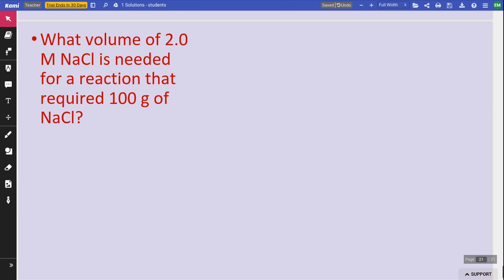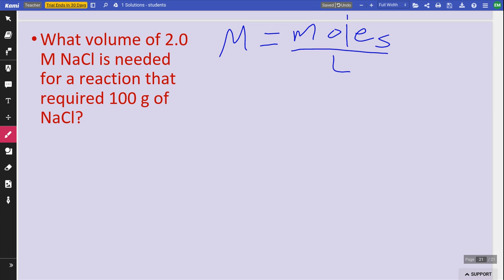Next one. So what volume of a 2 molar solution of NaCl is needed for a reaction that required 100 grams of NaCl? So we're going to solve for volume. Molarity is just moles over liters. We know that we're working with a 2 molar solution. We don't know what the liters are. We don't know what the volume is going to be. And we actually have the moles, but it's given in grams.